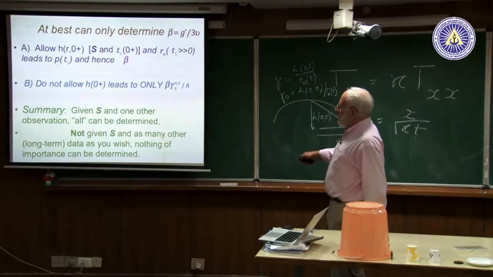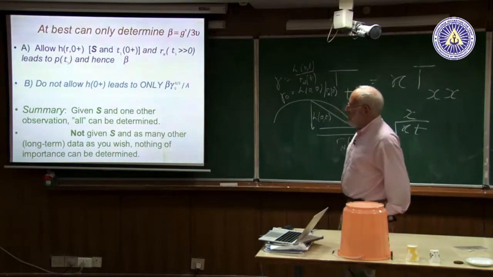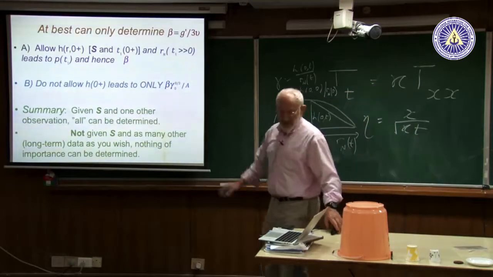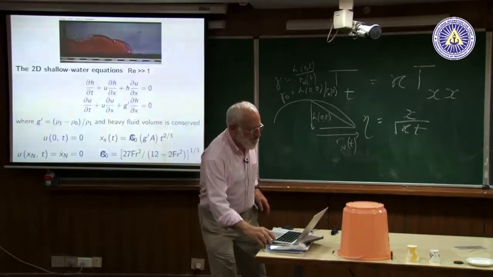So in summary, if you're given the shape, i.e. conceded at 0, then all else can be determined. But if you're not given the shape, you don't know how it starts, and there's many other long-term data of which nothing really of importance in the details can be determined.